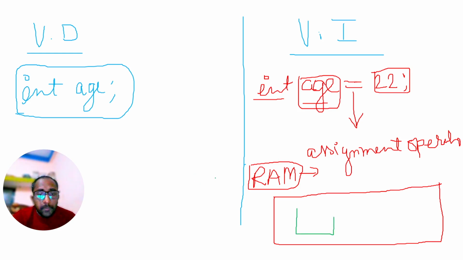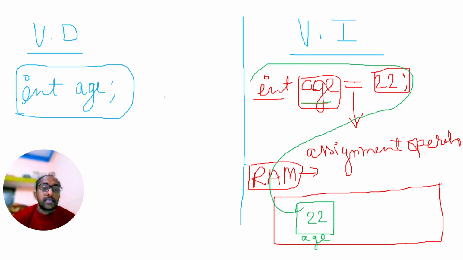This is the memory that will be reserved for the name of the variable age. A block of memory will be reserved for the variable age, and its value will be assigned here. This is called variable initialization. So age equal to 22. As per our requirement, we use age equal to 22.